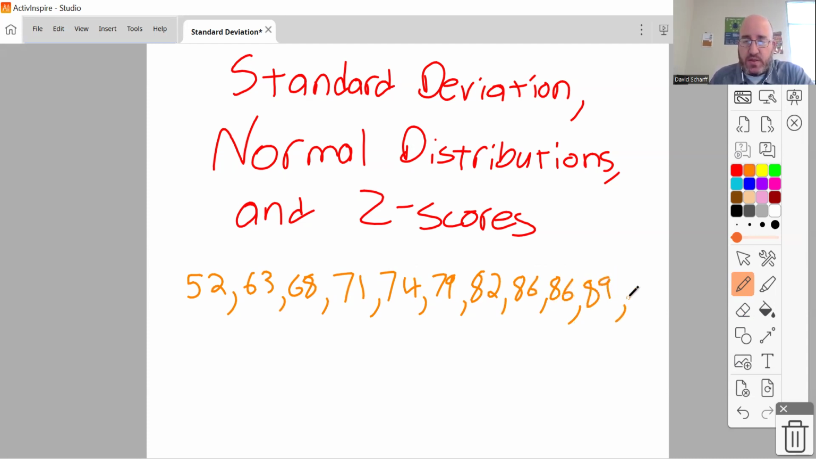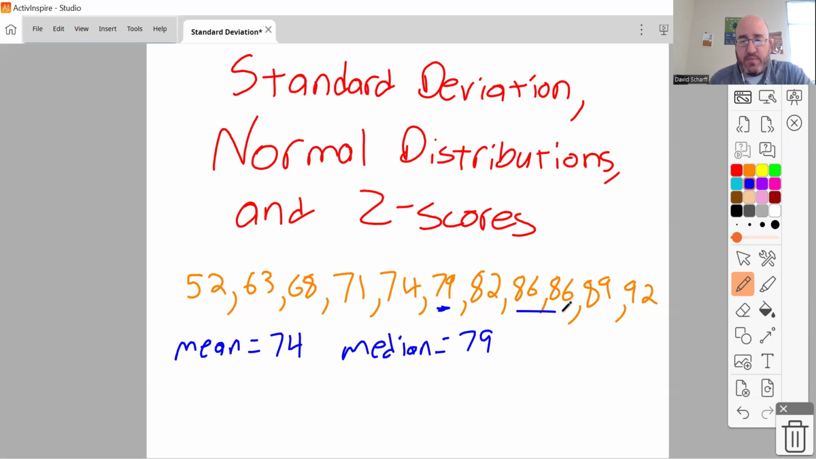All right. So if we just have this set of, let's call them test scores, there's 11 of them. We can calculate the mean: add them all up, divide by 11, which would be 73.6. We'll round up to 74. The median, I already put in order. It's going to be the middle number, which is 79. There's 5 numbers below it, 5 numbers above it. The mode is the data point that appears the most. There's only one that appears more than once, which is 86.